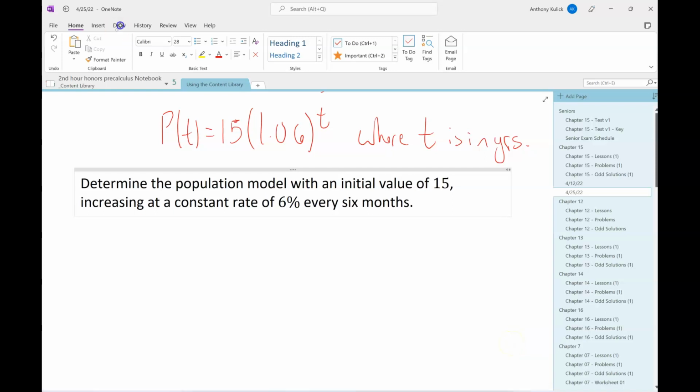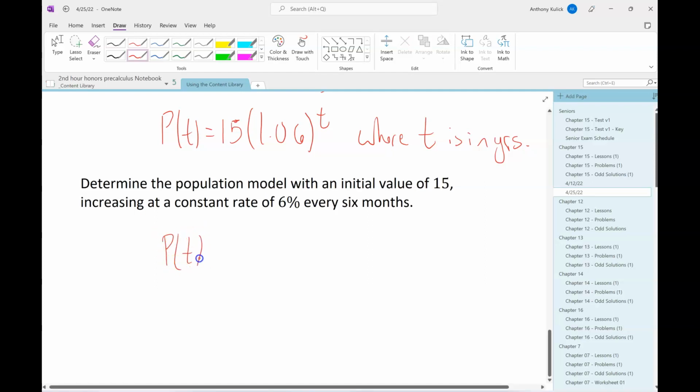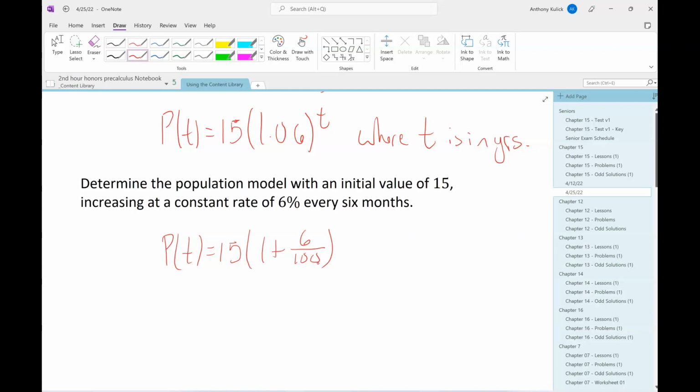Okay. Next example. Again, determine the population model with initial value of 15 increasing at a constant rate of 6%. But here it says every 6 months. So the initial value is still 15, the R still 6. What am I going to do here though at t? What unit of t do you want to use? T over 6.